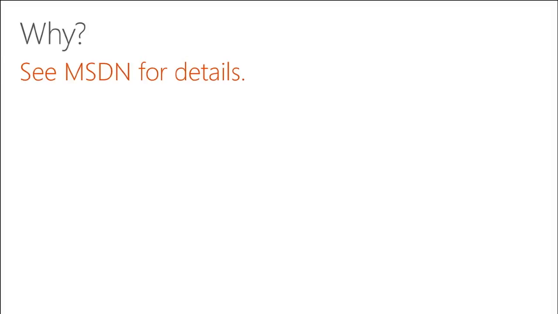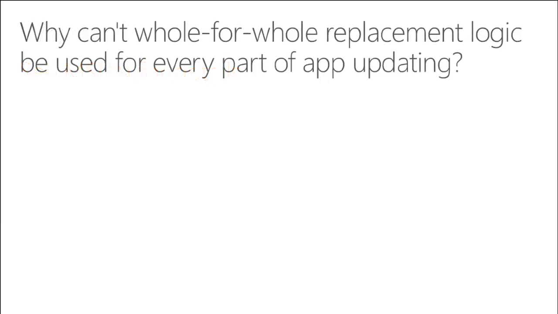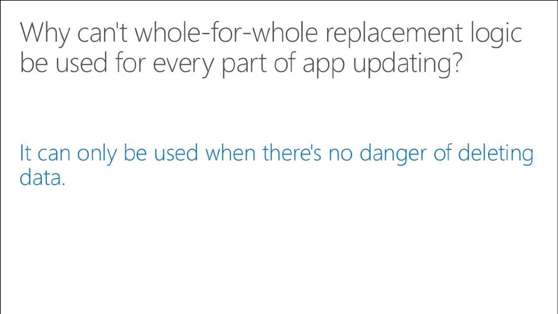Now, you might be wondering at this point, if this hole-for-hole replacement logic makes things so darned easy, why not use it for every part of app updating? Well, unfortunately, it can only be used when there's no danger of deleting data. App parts aren't data. Custom actions aren't data. So hole-for-hole replacement logic can be used for those. It can't be for the app web because the app web probably has lists and document libraries and data on it.